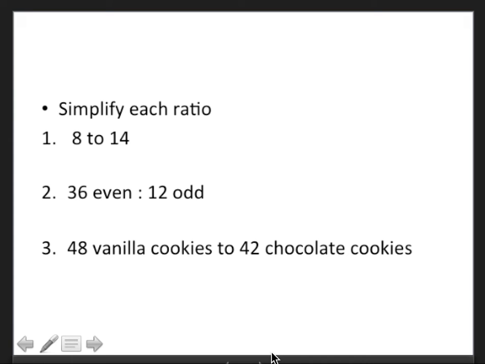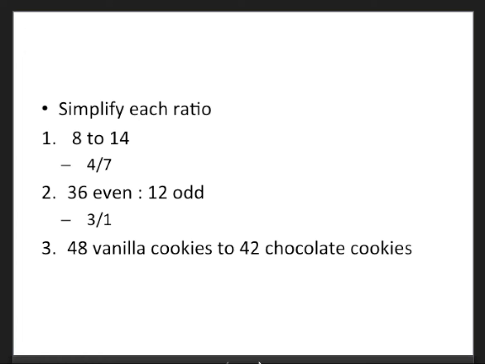Okay, now that you've simplified these, 8 to 14, they are both divisible by 2, so it should simplify to 4 to 7. Okay. 36 even to 12 odd should simplify down to 3 to 1. So it should be 3 even to every 1 odd number.